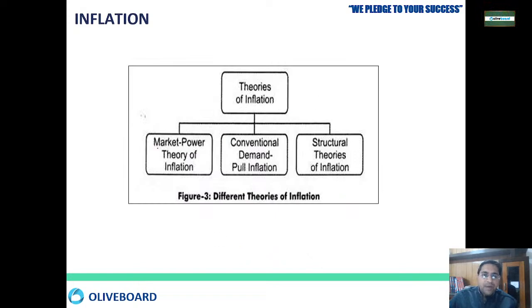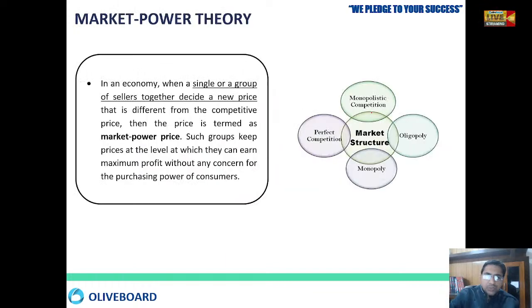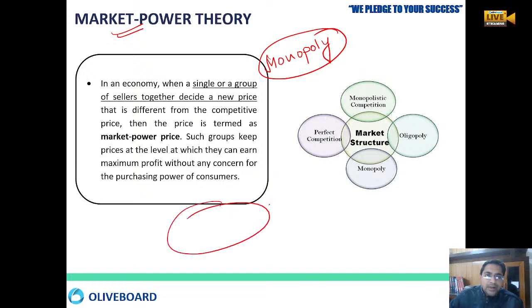So we have market power theory inflation, conventional demand pull inflation, and structural theory. Right? So what is this market power theory of inflation all about? You know that there are a few people who sometimes have a monopoly over something. Some group of people will be there, and together they decide. If we say some steel producers, some group is there, they say that earlier we were selling 1 kg of steel for 250, now we will sell 1 kg of steel for 300.